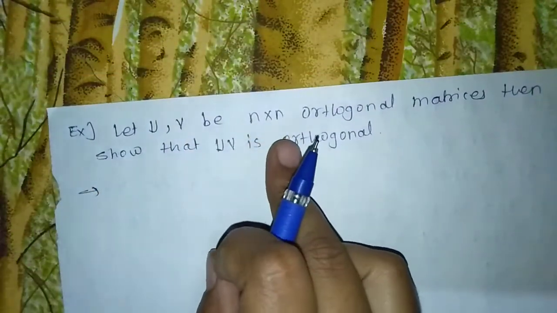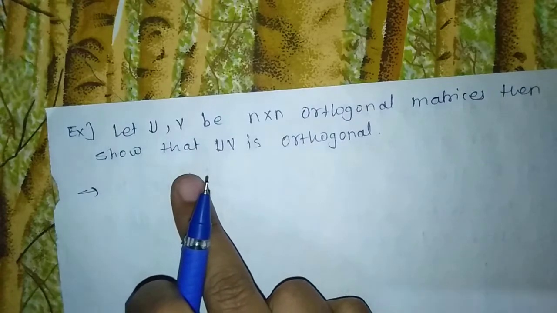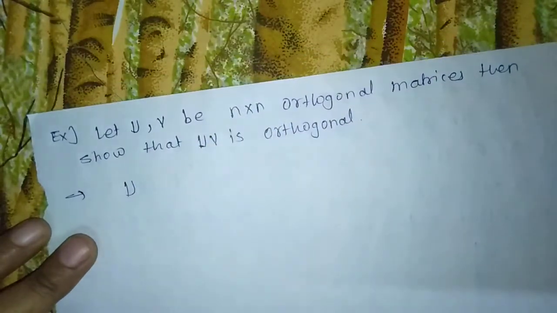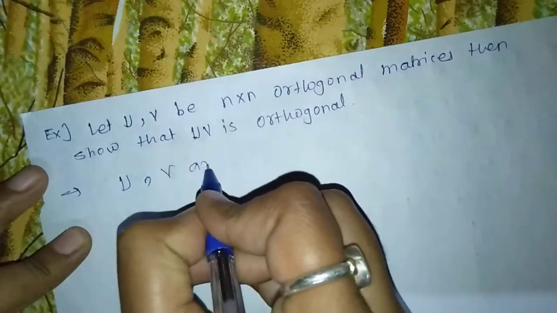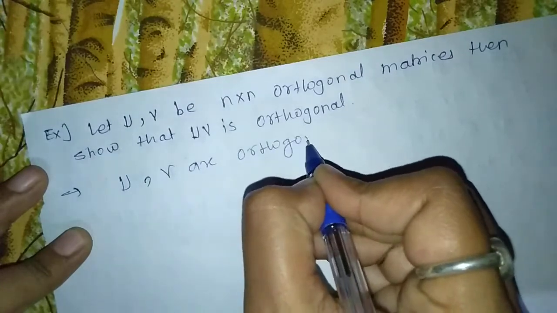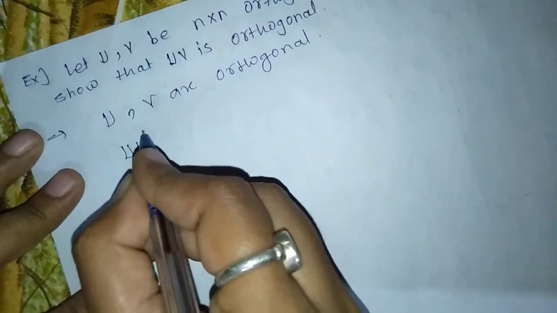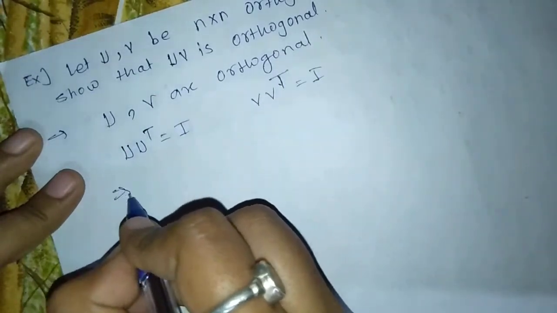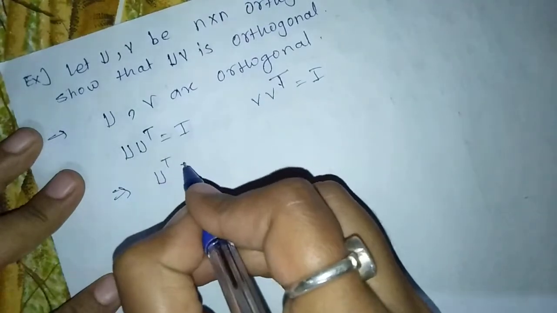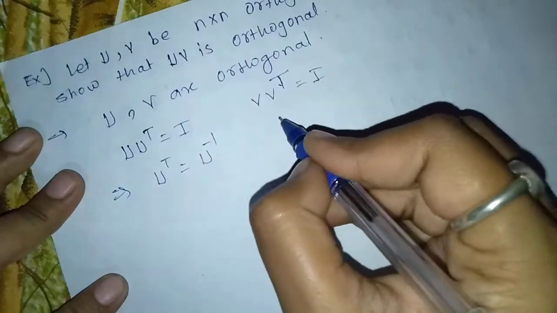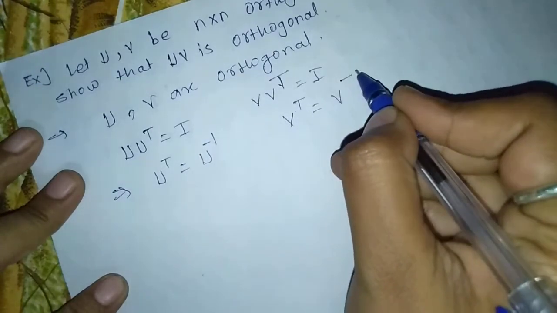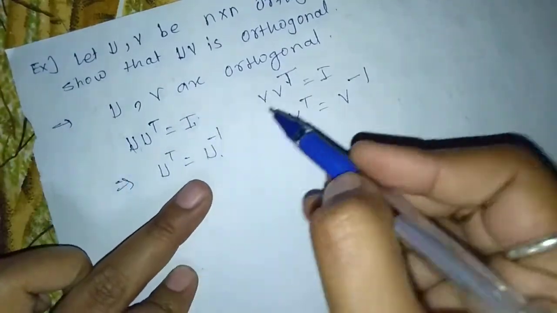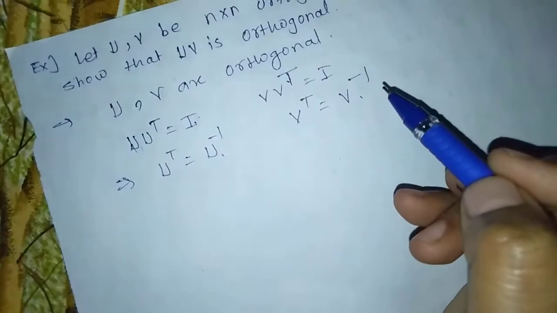Let U, V be n by n orthogonal matrices, then show that UV is orthogonal. Since we have U, V as n by n orthogonal matrices, orthogonal means U into U transpose is equal to identity, V into V transpose is equal to identity, which implies U transpose is equal to U inverse and V transpose is equal to V inverse. When you take U here, you get U inverse, also V here, we get V inverse.